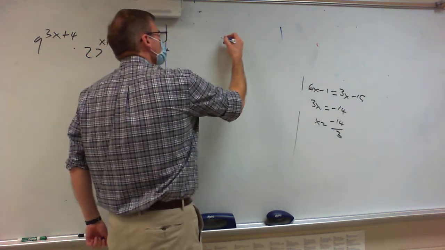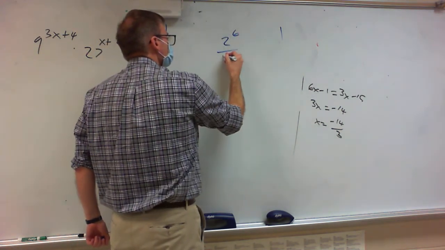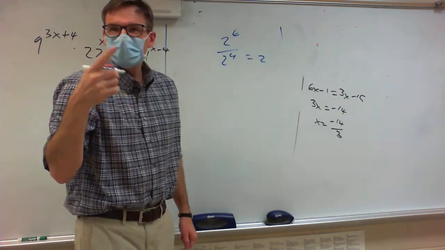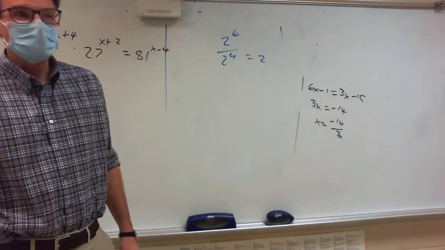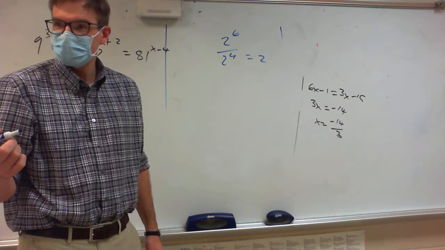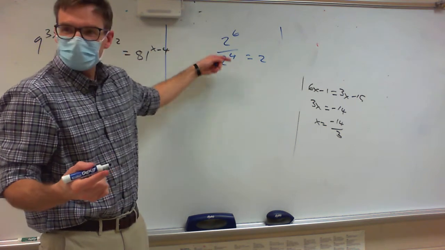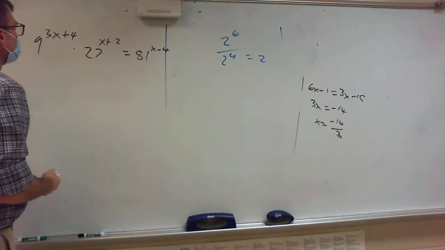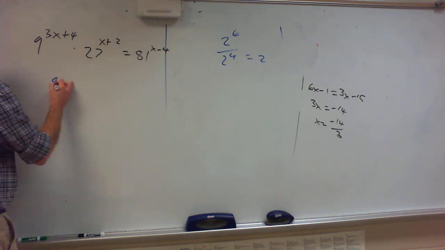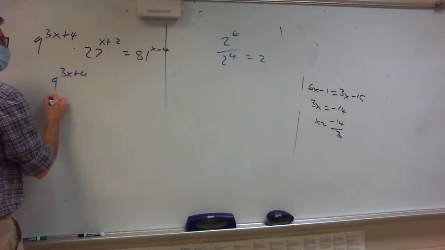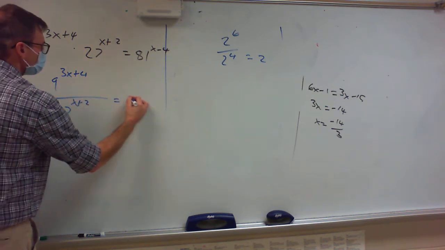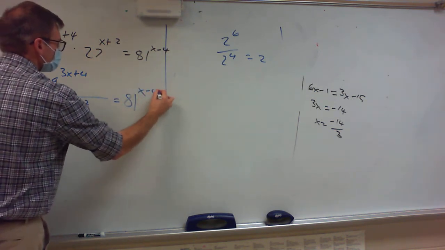So if I give you 2 to the 6th over 2 to the 4th, that gives us 2 what? Squared. How'd you do that? Subtract. You subtracted, right? Everybody okay with that? So anytime you divide, you subtract. So what if I have 9 to the 3x plus 4 over 27 to the x plus 2 is equal to 81 to the x minus 4?